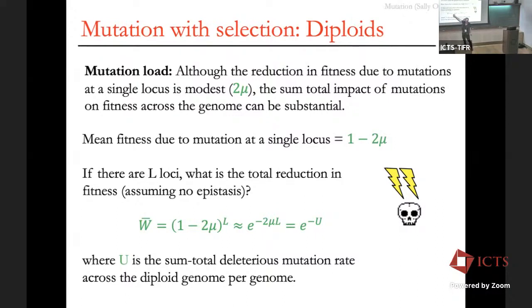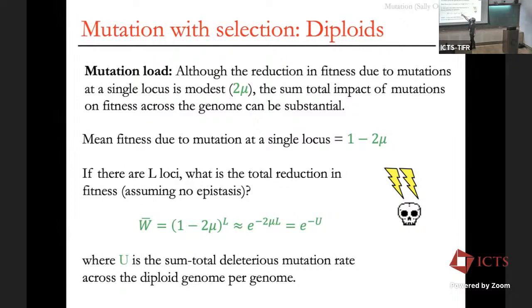And I'm just going to tell you, if you're not familiar with this, that 1 minus a small number is really nearly e to the minus a small number. So this is a close approximation. This helps us get a handle on how much load we expect in a eukaryotic genome, if there are L sites subject to selection, it's diploid here, and the mutation rate per site is mu.